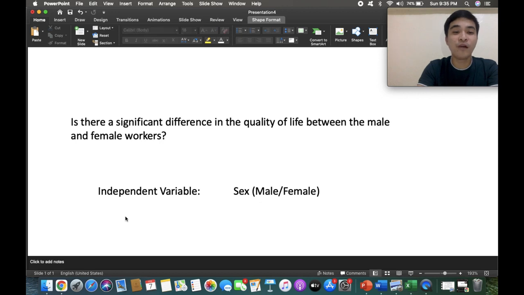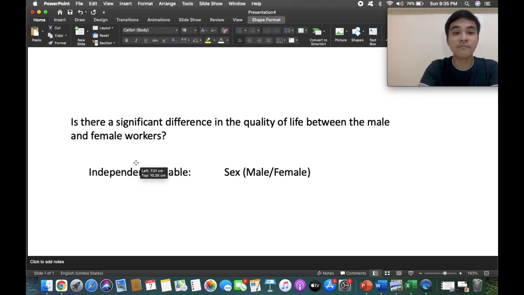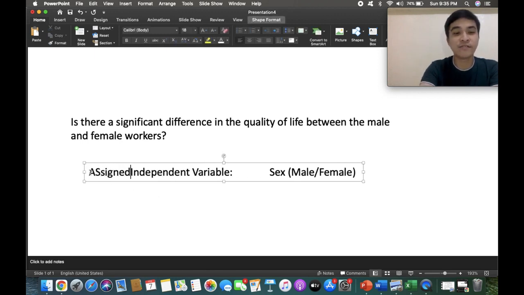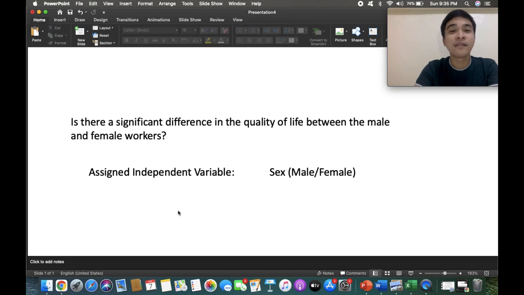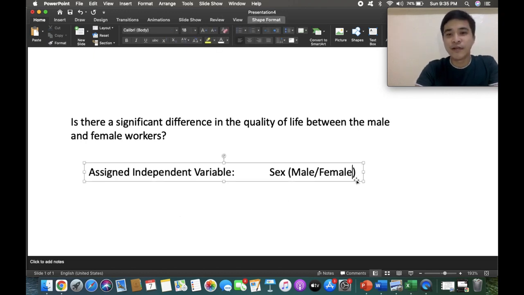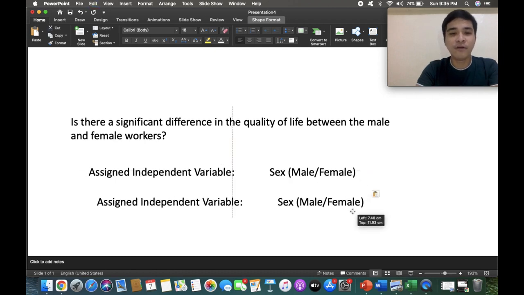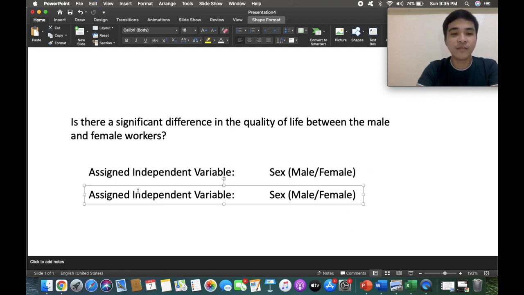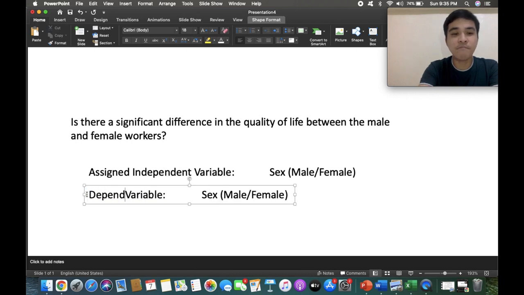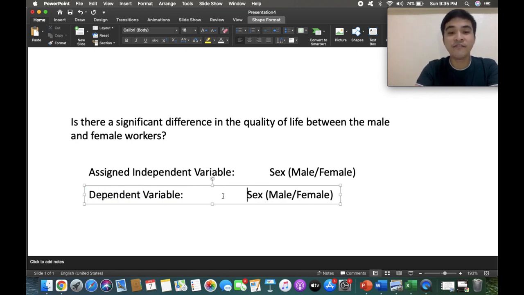So a quick review on the types of independent variable. This type of independent variable is considered to be an assigned independent variable. Why is it considered to be assigned? Because this variable can no longer be controlled by a researcher. So what about our dependent variable? It's very clear that our dependent variable here in our study will be the quality of life of the male and female workers.